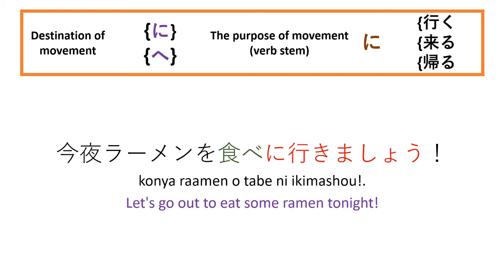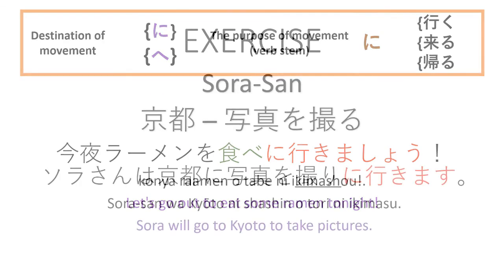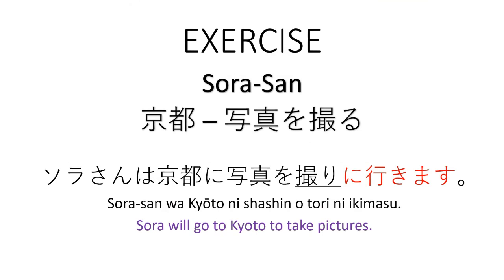Now the verb stem of 食べます is 食べ. So we 食べに行きましょう. Alright, exercise. We're going to formulate sentences using the purpose of movement.